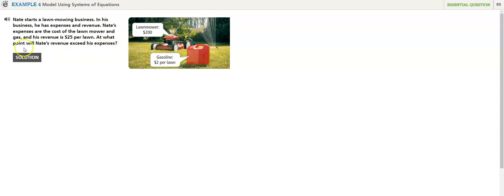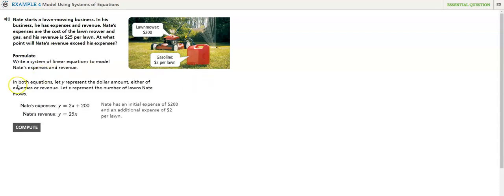This is a really common real world problem that all business owners and creators have, because it takes money to make a business, and there is a point in time where you will make more money than it costs to start. So let's figure out Nate's. So the very first thing we have to do is write those equations. We're pulling them from the word problem and from the picture here.